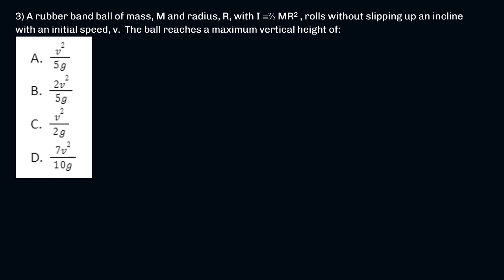All right, so what we have here is a rubber band ball that is rolling up an incline. And it is rolling without slipping, so it's moving both translationally and rotationally at the same exact time. So I'm going to write out a little diagram here. So we're going to have an inclined plane.